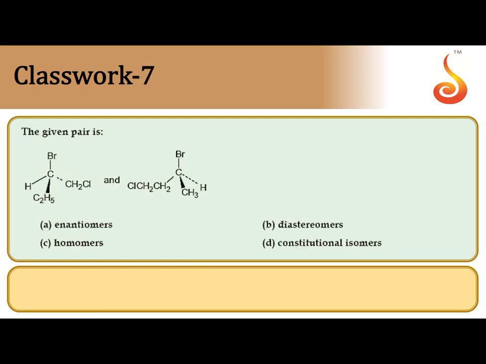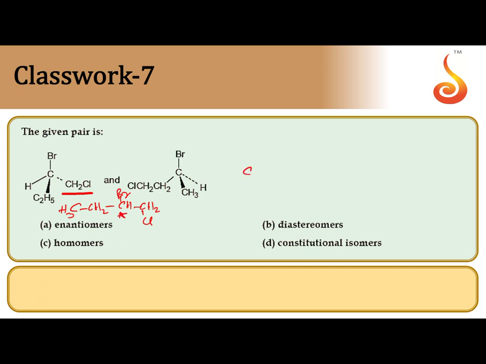The given pair is, so now you observe chlorine is present on CH2, the next carbon, the second carbon, has bromine. So if you write its structure, CH3, CH2, CHBr, CH2Cl. Of course, the second carbon is a chiral carbon.